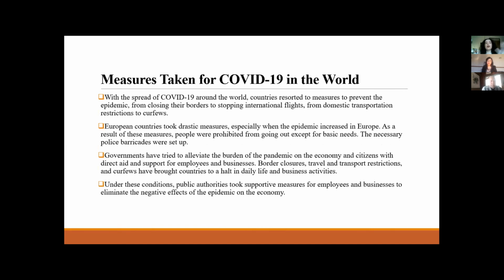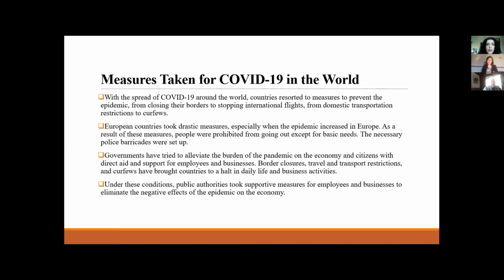Now, this topic is important for me and for other people. Measures taken for COVID-19 in the world. With the spread of COVID-19 around the world, countries resorted to measures to prevent the epidemic, from closing their borders to stopping international flights, from domestic transportation restriction to curfews.